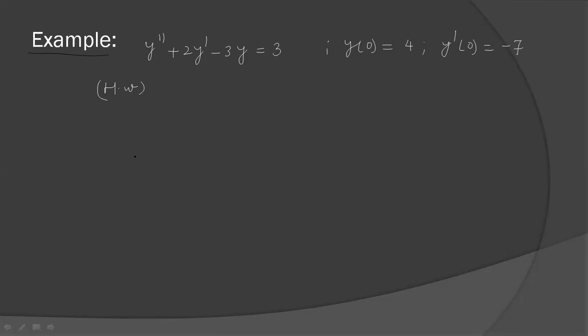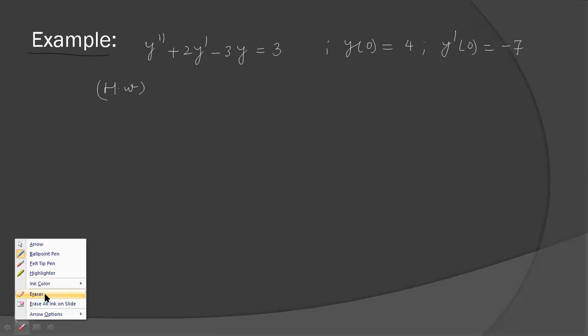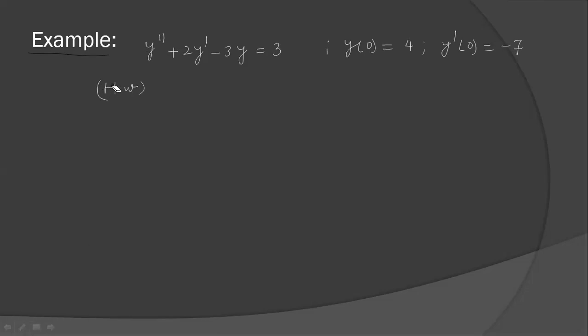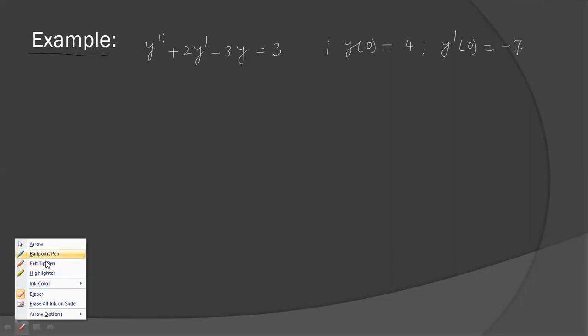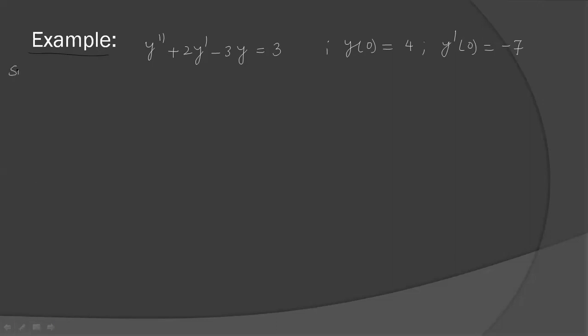but I think I have to discuss this. Let's start this problem. Let's solve. Solution. Take the Laplace transform on both sides: Laplace of y double dash plus 2y dash minus 3y equal to Laplace of 3. So separate using the linear property.